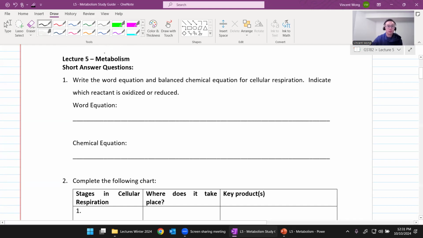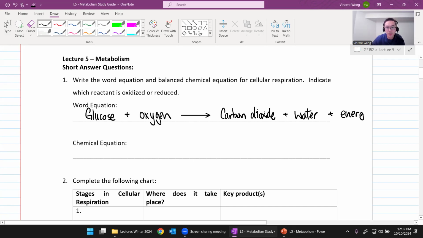And we wrote down the word equation for it, which is glucose plus oxygen producing carbon dioxide and water. And in the process, it's going to generate energy. Energy that we can capture using ADP and create ATP.